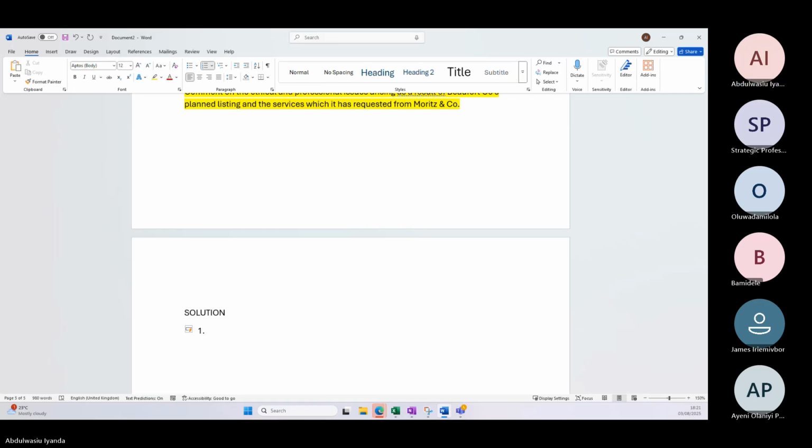The first one. I think I mentioned familiarity. Okay, familiarity threat. What else? Management threat. What else? Self-review. Self-interest. Anybody else?